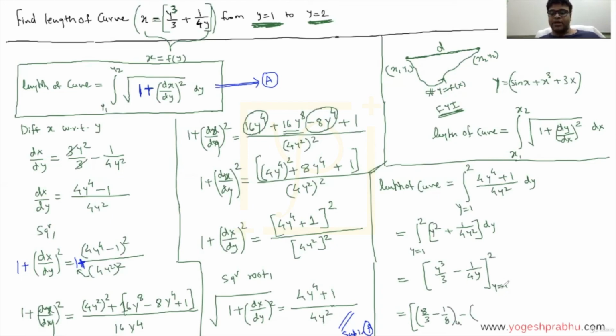Now let's put the lower limit. The value of y is going to be 1. So 1 cube is just 1. So it is 1 by 3 and minus 1 by 4. That's the result of the lower limit. So solve this, and after you simplify, you will get hopefully the answer as 47 by 24. Okay? That's going to be the simplification of these terms. And this is the length of the curve. Okay, this is a question of rectification, and I hope you followed this.